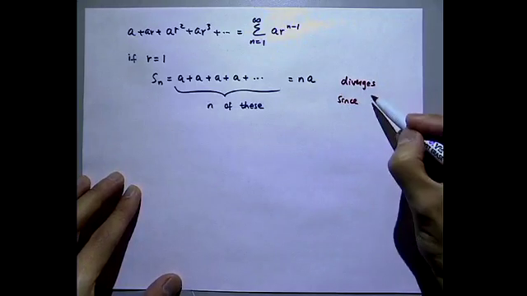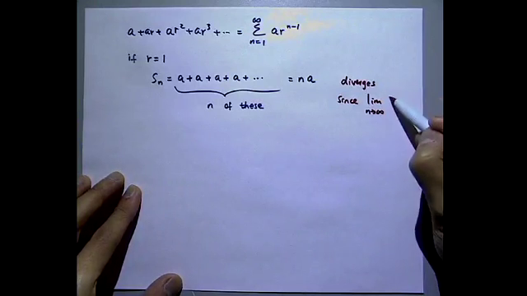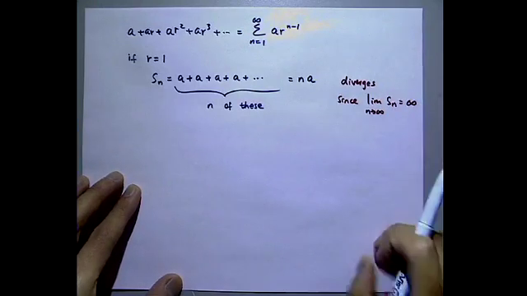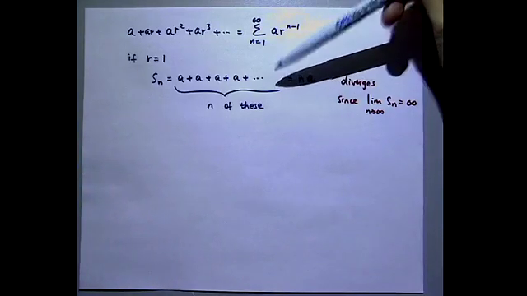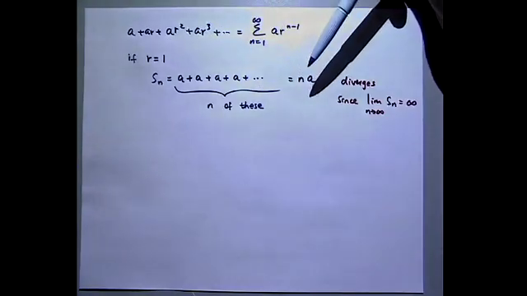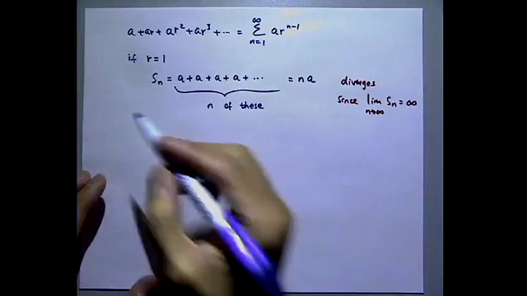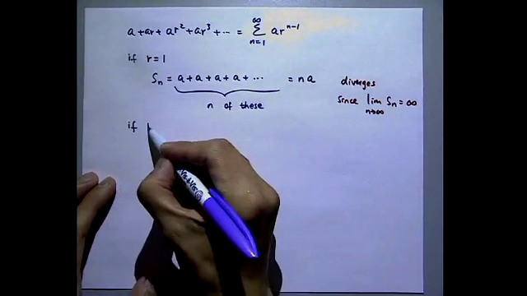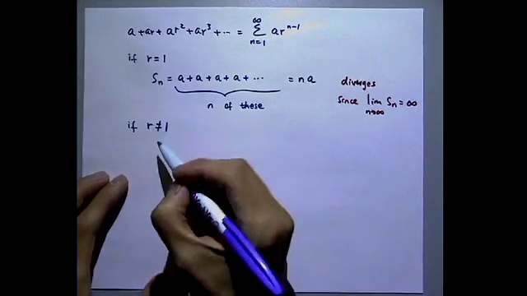It diverges because if I take the limit of that, I get infinity. This number blows up. There is no fixed sum to that particular series when R is equal to 1. So clearly, R cannot be 1 for that series to converge. Okay, so let's stay away from 1 and see if we can find the sum.